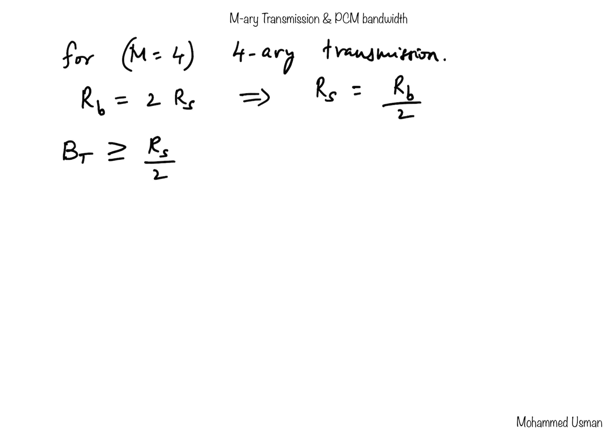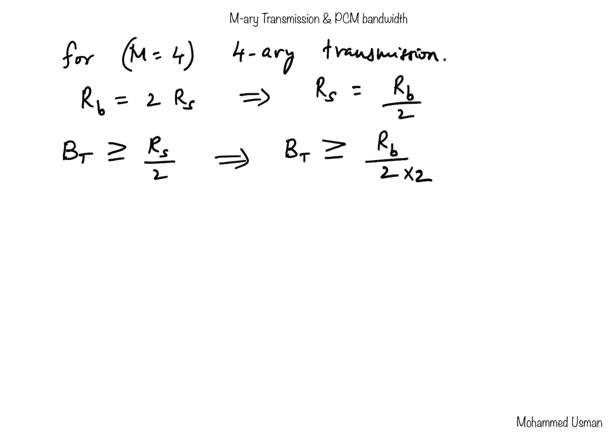Okay, but what is Rs now? Rs is Rb by 2. So that means we can write this transmission bandwidth BT in terms of Rb. So Rs is Rb by 2, and we have this 2 already in the denominator, so that 2 will also be here. So Rb by 2 into 2.